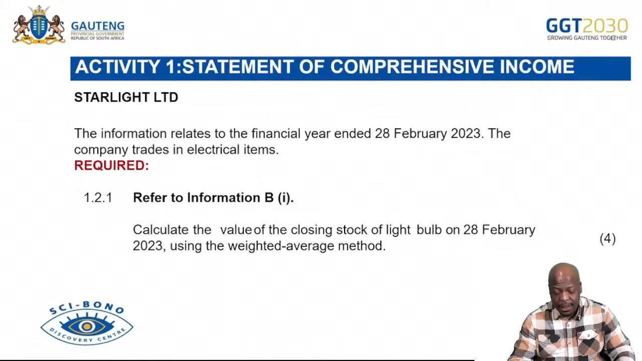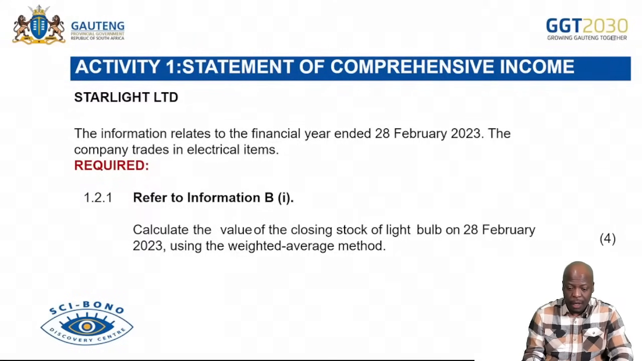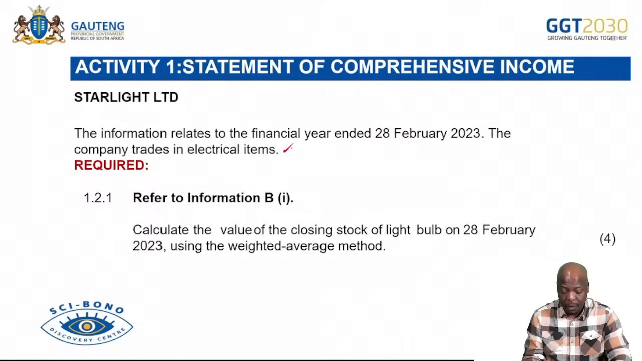So here it says Starlight Limited. The information relates to the financial year ended 20th February. The company trades in electrical items. Calculate the value of closing stock of light bulbs on 20th February using the weighted average method.